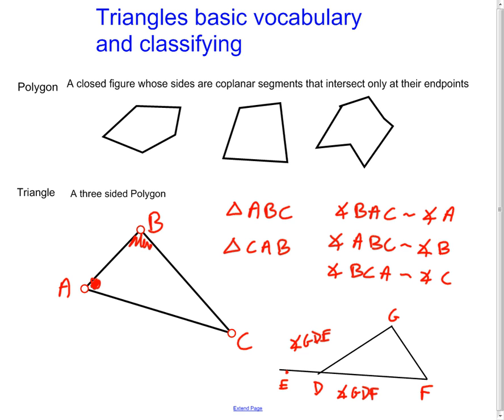Okay, so the other thing I want to talk about is classifying triangles in different ways. Oh, the other thing I should say on this page is we also have sides. We talked about the angles, and the sides are segments. Segment AB, segment BC, segment AC. Those are the sides of this triangle. Bet you knew that already.